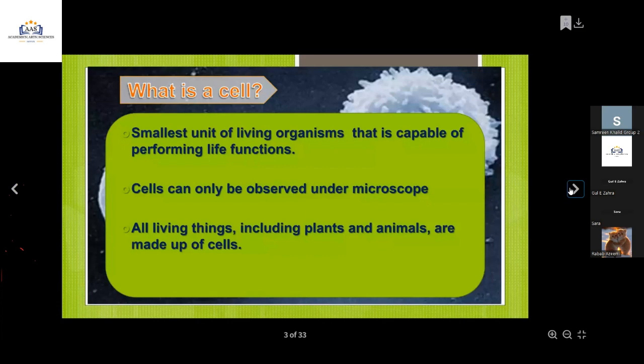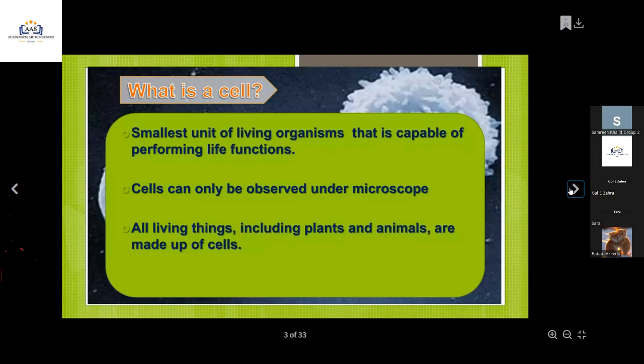So, before knowing the animal cell and a plant cell, you all should know that what is a cell? Cell is the smallest unit of living organisms that is capable of performing life functions. Basically, it means that every living organism is made up of cell. Means there are so many organs in every living organism. There are so many tissues. Every tissue is made up of a smallest unit of living organism, that is a cell.